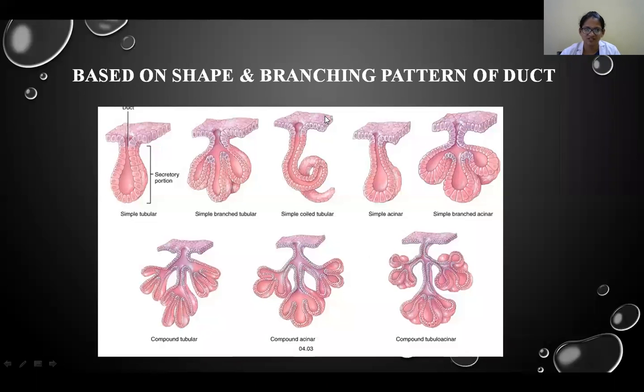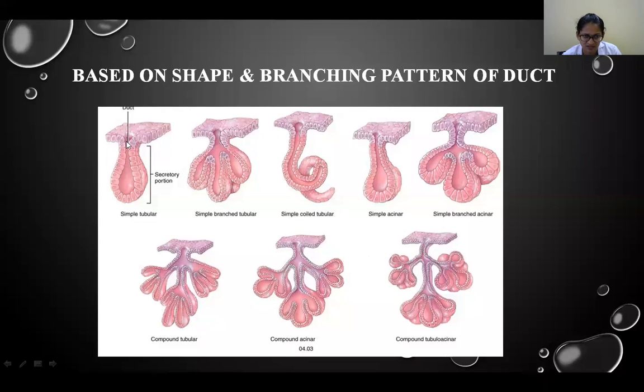First, we are going to discuss the classification based on the shape and branching pattern of the ducts. See, these are the branching patterns and shapes of the ducts. These are the shapes of the acini, and these are the ducts of the exocrine gland. First, this is the surface epithelium, which invaginates into the deep tissue.